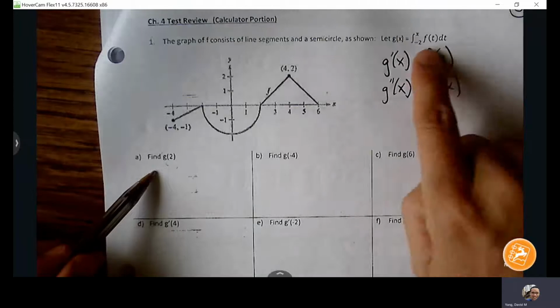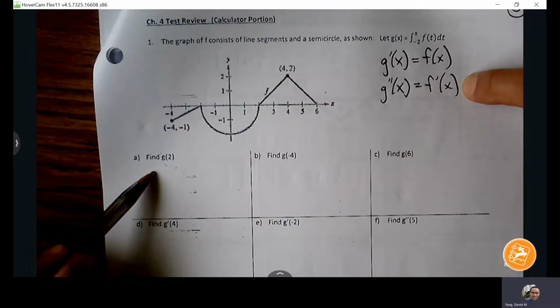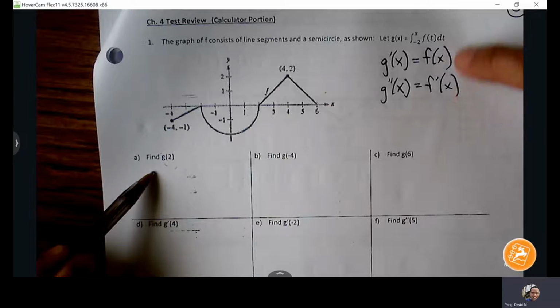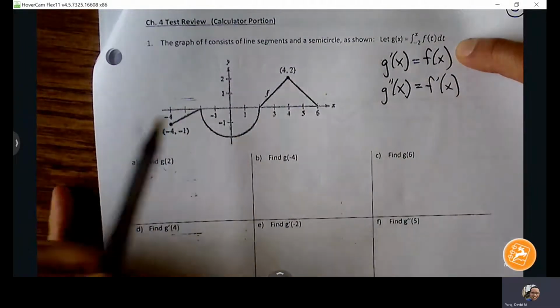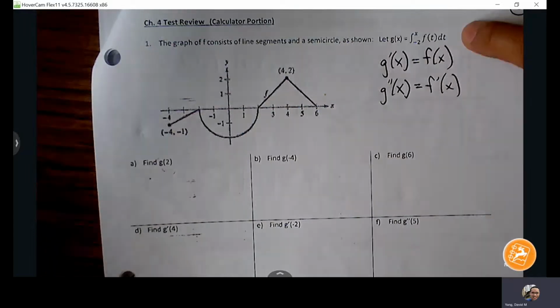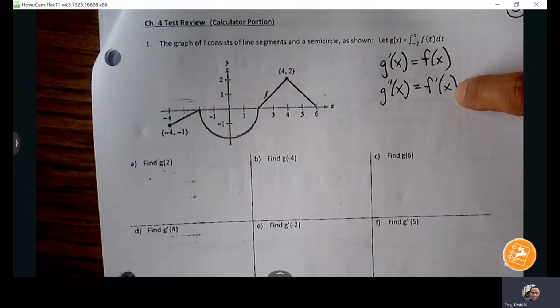So anything with G, we're going to rely on the first definition. Anything involving G prime, we'll rely on the second definition. And then anything involving G double prime, we'll use the third definition. Okay, we need this so that we can connect our G with what we want to do with the graph. So you're either pulling the area, pulling the ordered pair, or pulling the slope.